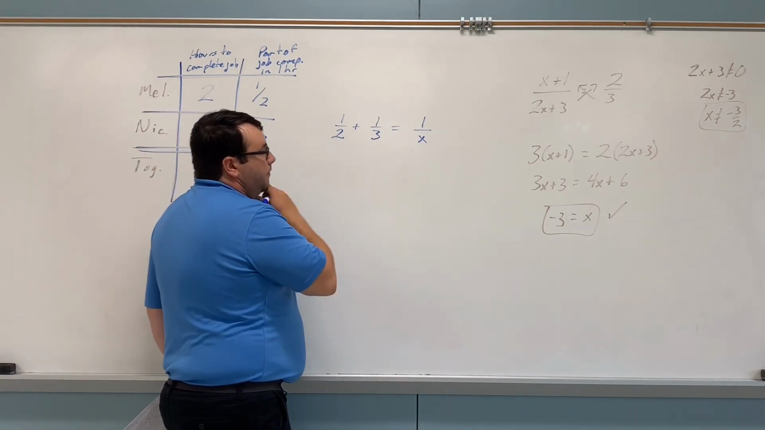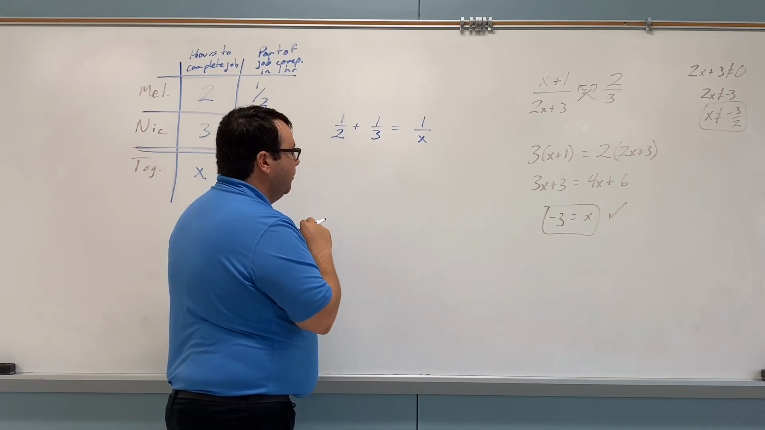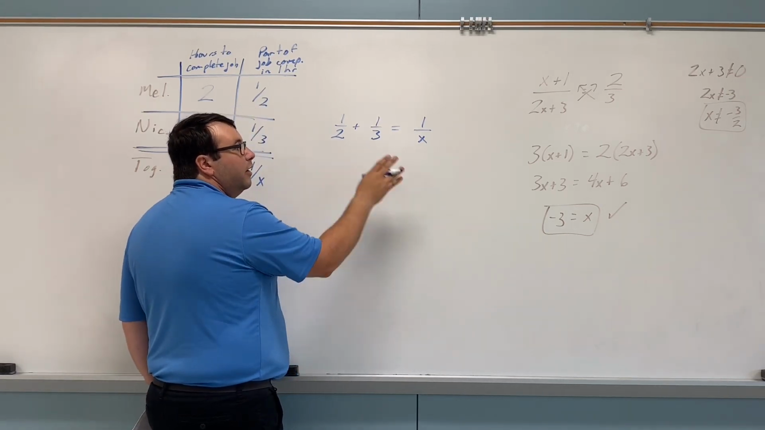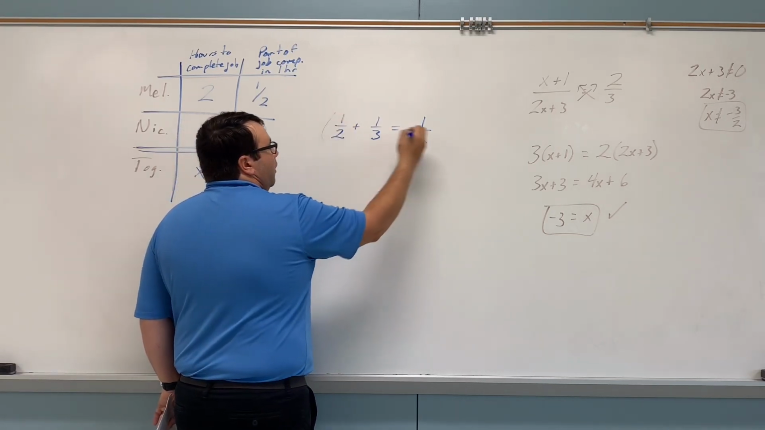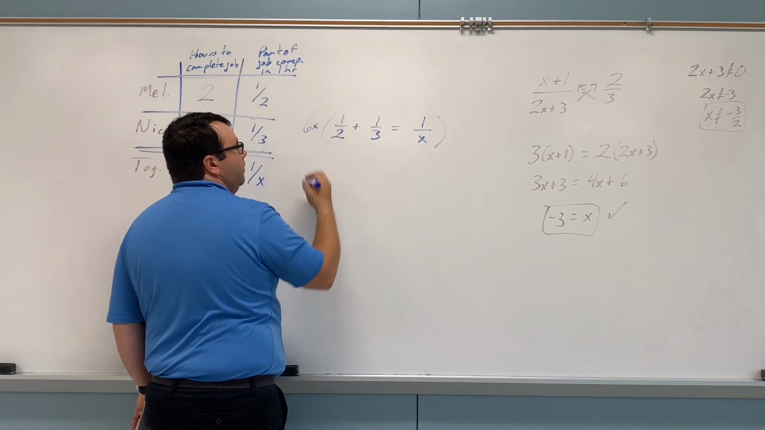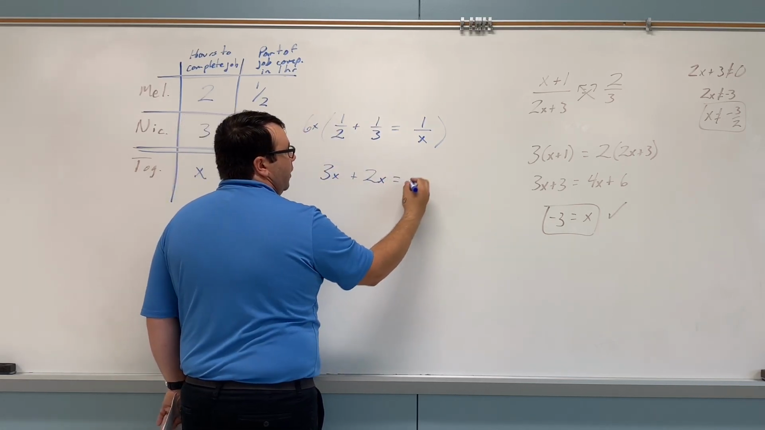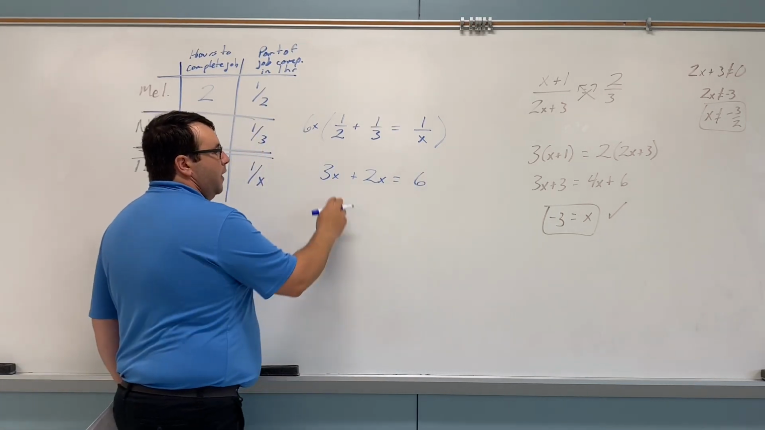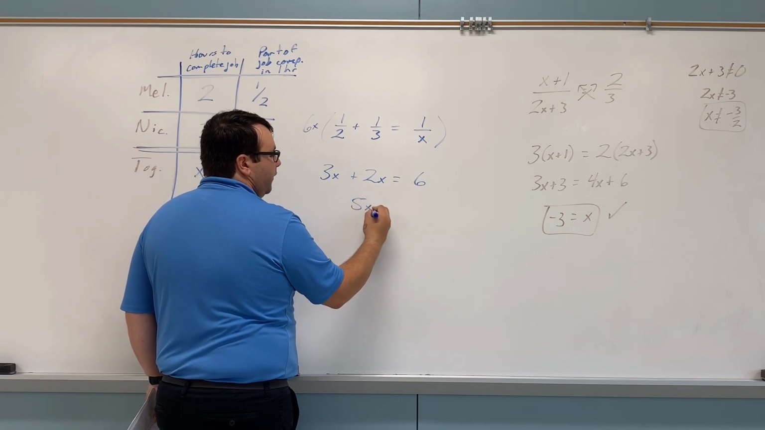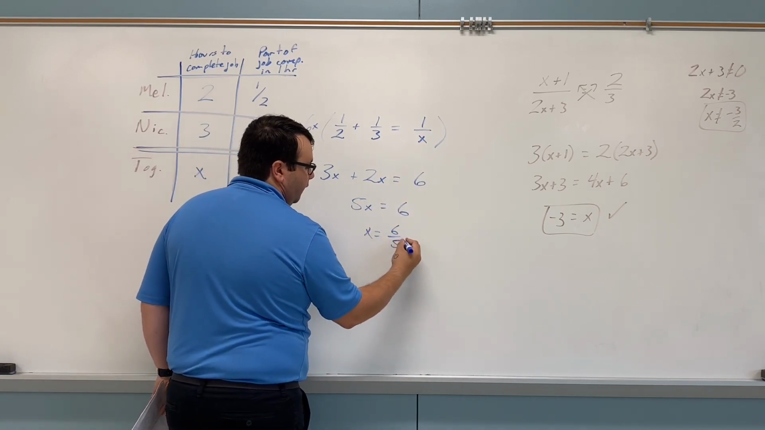Looking at my equation, I have fractions. It's inevitable. So what we're going to do is clear our fractions out with an LCD, which is 6x. That leaves me 3x here, plus 2x is equal to 6. Combining my terms, that is 5x is equal to 6, or x is equal to 6/5.